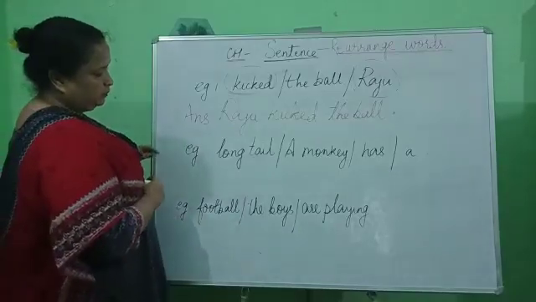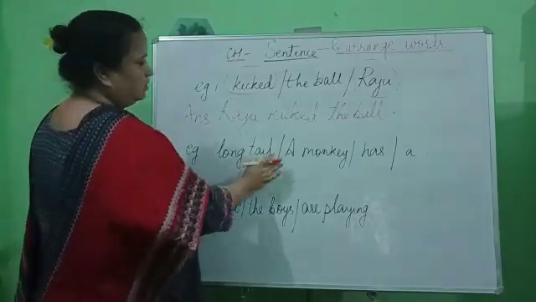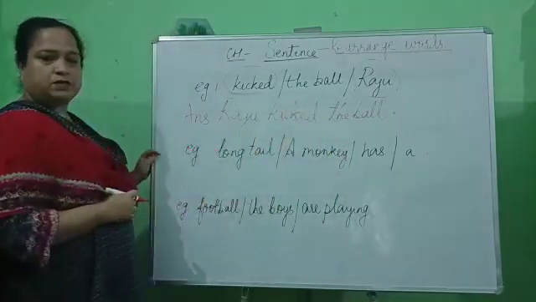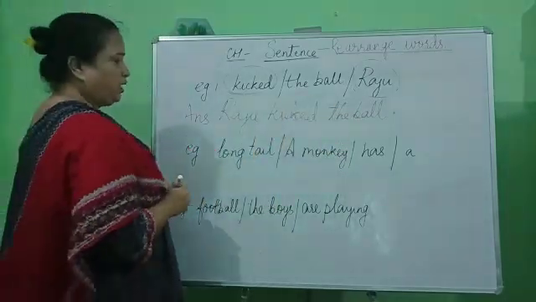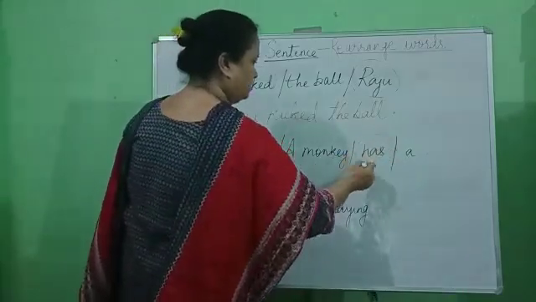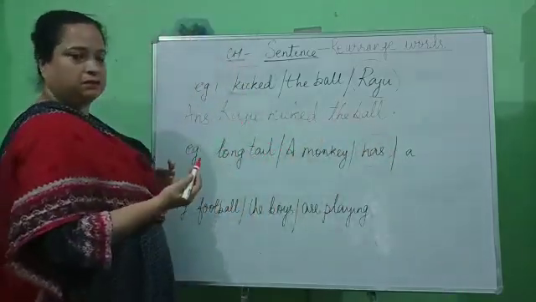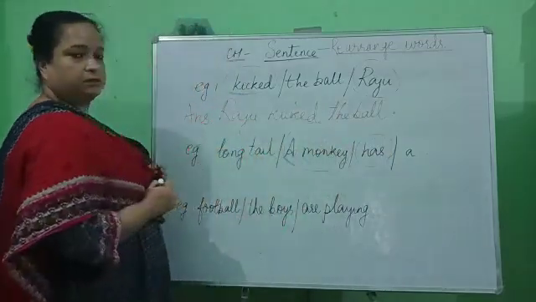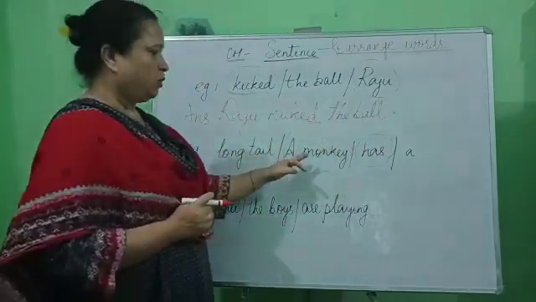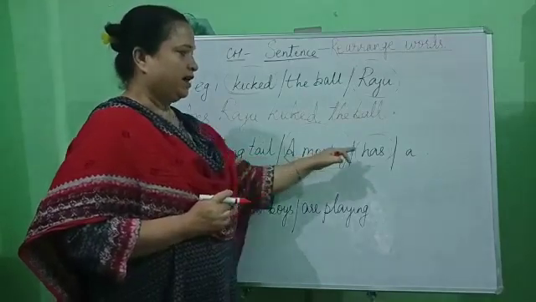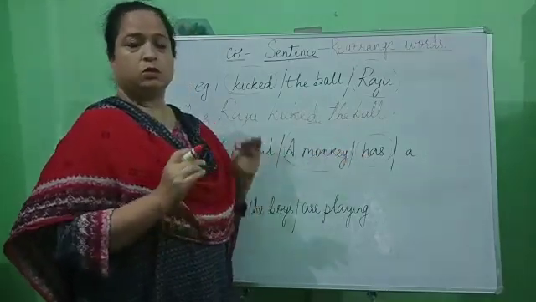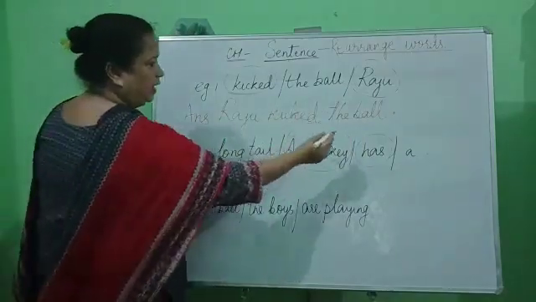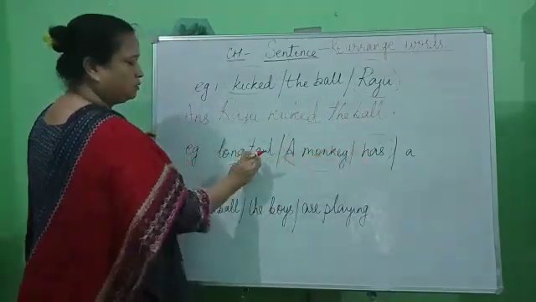Now the second example is: long tail, a monkey has a. So let's look for the verb over here. We have has. Now, who has? A monkey has. That's the subject here. So we are talking about a monkey, and we have the verb has. So what does a monkey have? A monkey has a long tail.